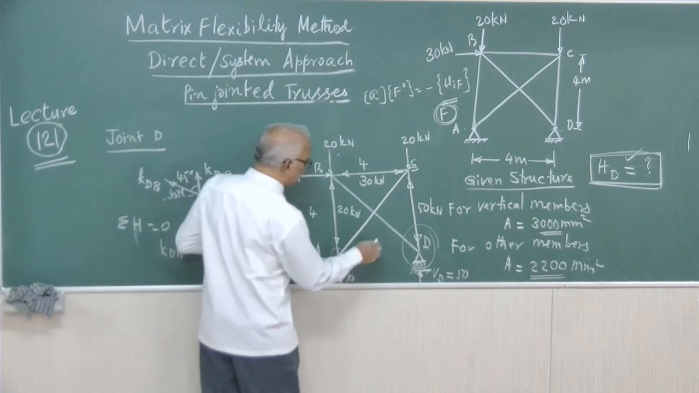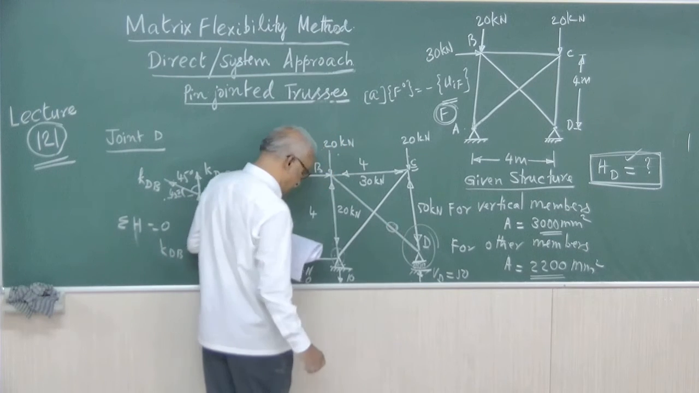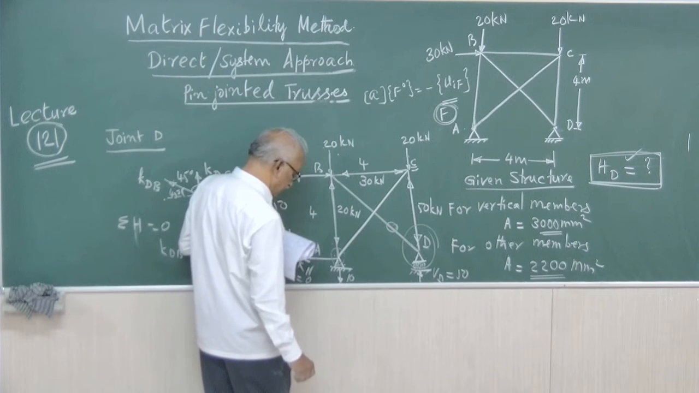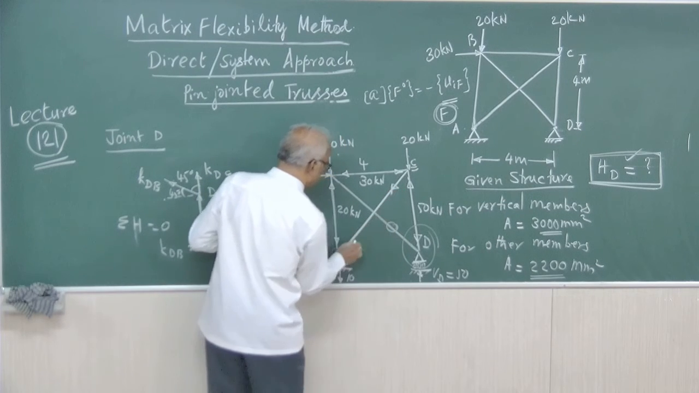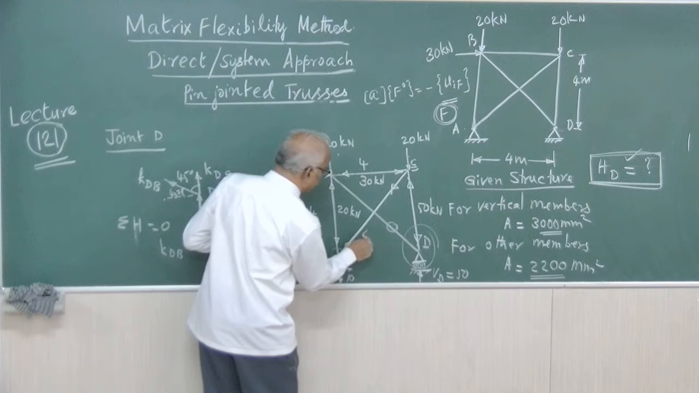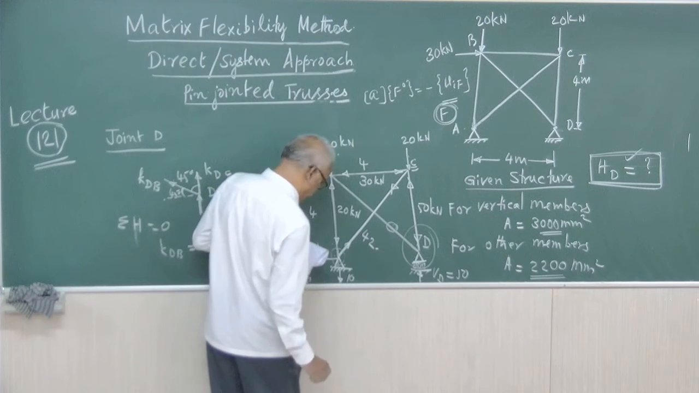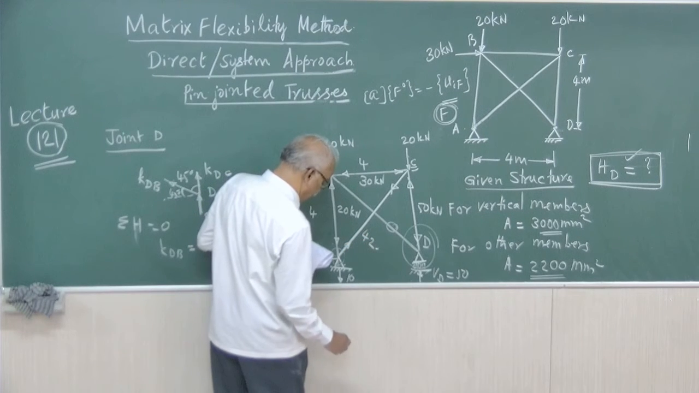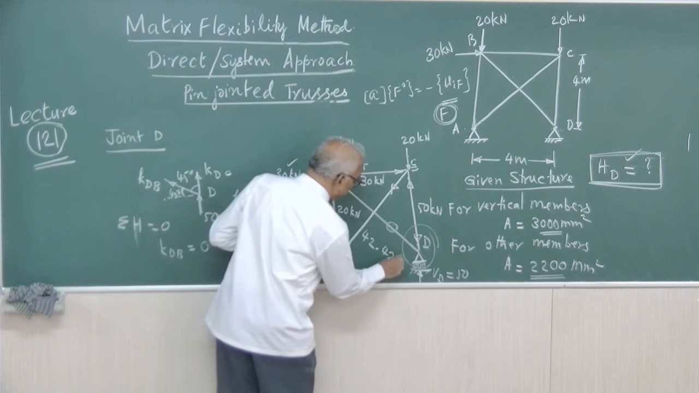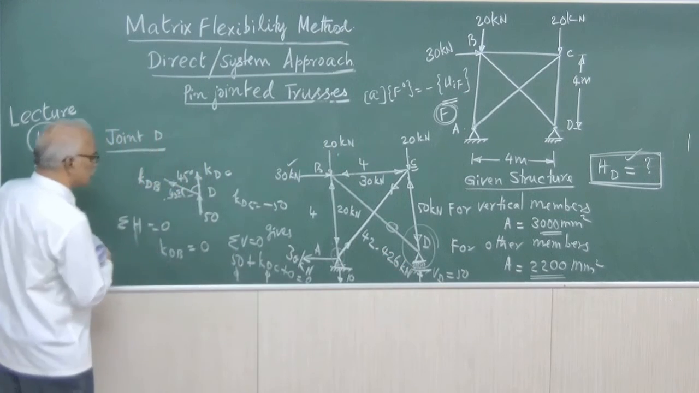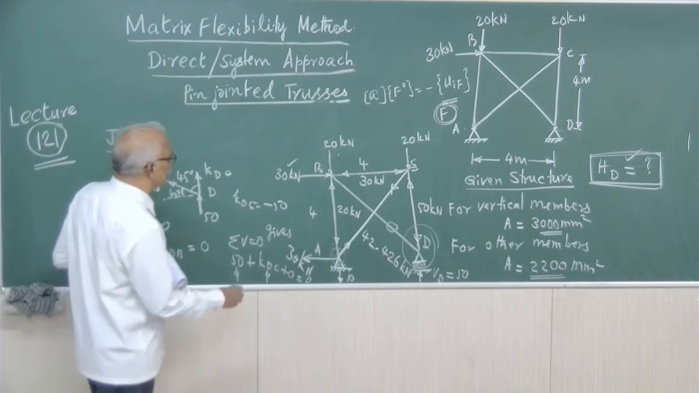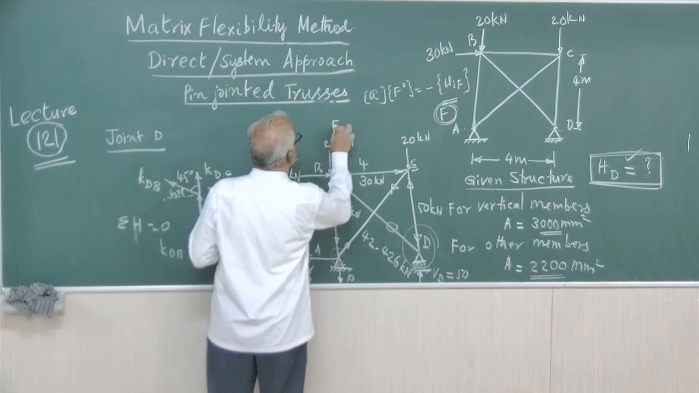And already we have got that no force is carried by that member, and this is under tension, whose value is equal to 42.426 kN. So that is about the F values. These are the F values.